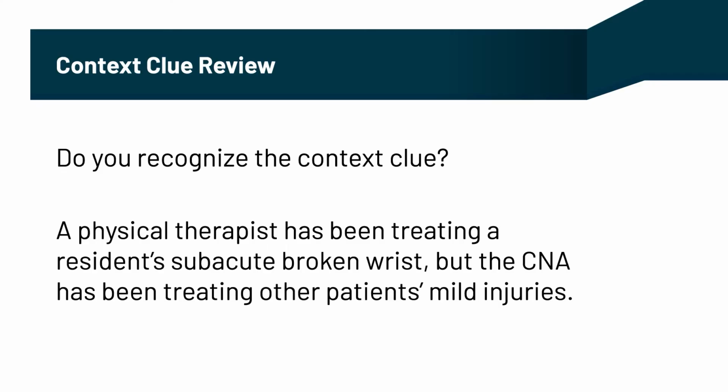This sentence might be a bit tricky since the context clue is written in the first half of the sentence instead of the last half. A physical therapist has been treating a resident's subacute broken wrist, but the CNA has been treating other patients' mild injuries. Did you recognize the context clue for the underlined word? Very good. It is an antonym. The word mild is the opposite of subacute, so subacute must mean moderately severe.